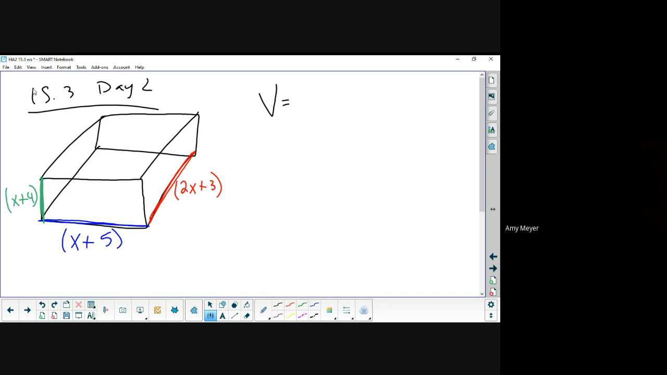In case somebody forgets, what's the formula for volume for a rectangular prism? Yeah, length times width times height. It's whatever the base is times the height. This one happens to be a rectangle. If it's not a rectangular prism, it's the area of the base times the height. So ours is length times width times height.